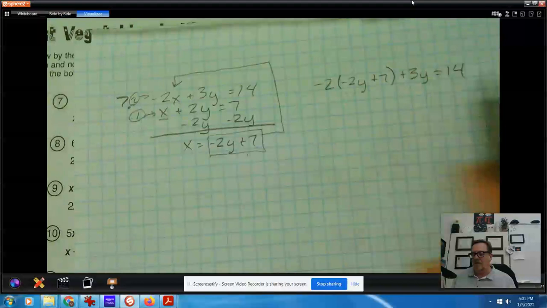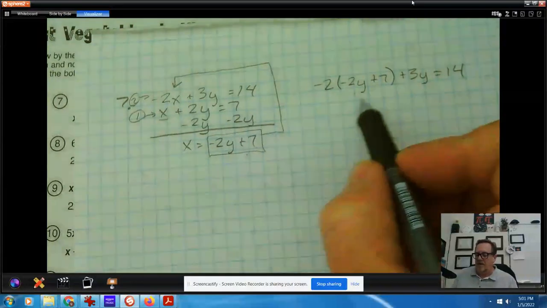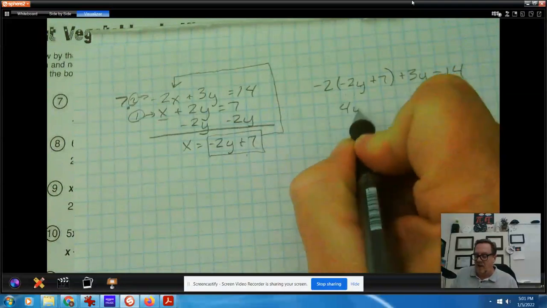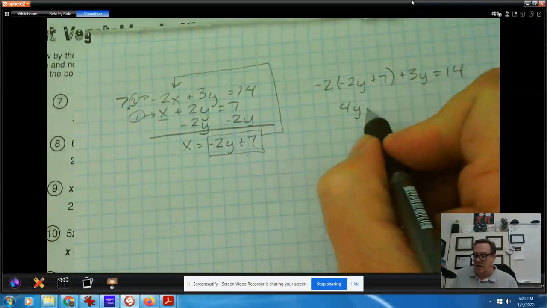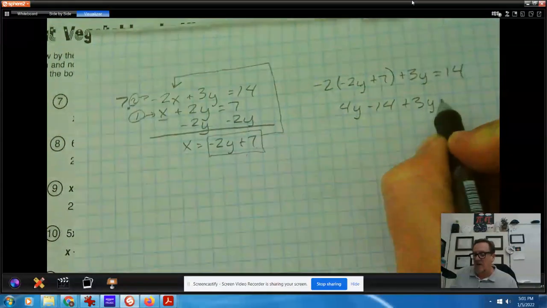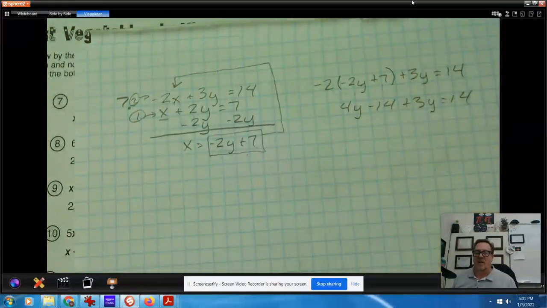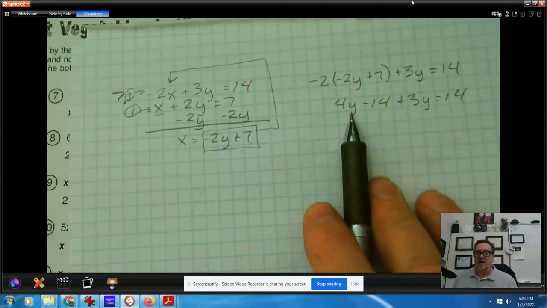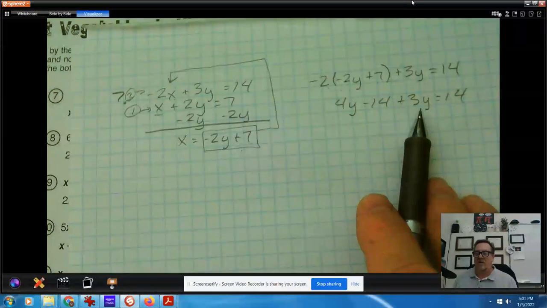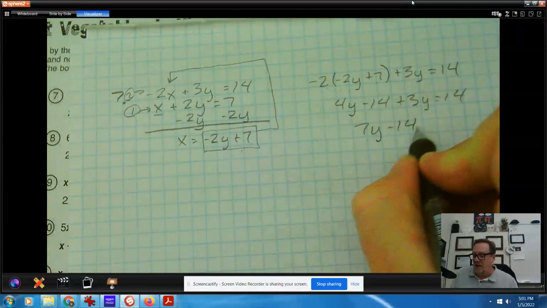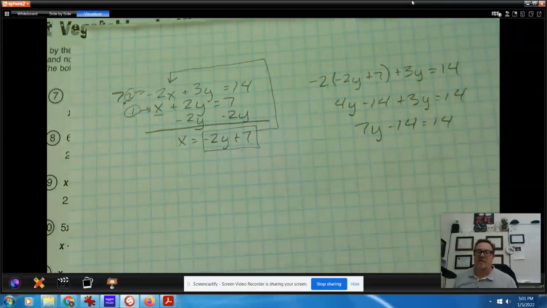Okay, now that we've got that in there, let's distribute. Negative 2 times negative 2y is 4y. Negative 2 times 7 is minus 14. We still have plus 3y, and it's still equal to 14. Since I have the same thing on the same side of the equation, I can simplify. So we're going to take 4y plus 3y to make 7y. Still minus 14, still equal to 14.